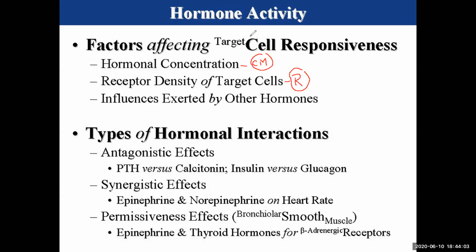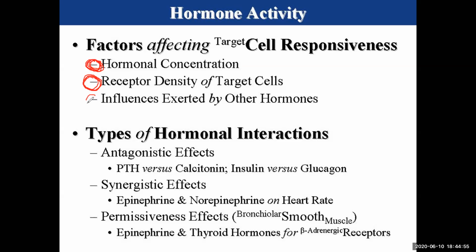So there are factors that can affect the response to a hormone. The first is the concentration of the chemical messenger. So how much of these chemical messengers are present at the target cell? If they're water soluble, they're accumulating outside the cell. If they're fat soluble, they're inside the cell. The second player is how many receptors the target cell displays. We call that receptor density.